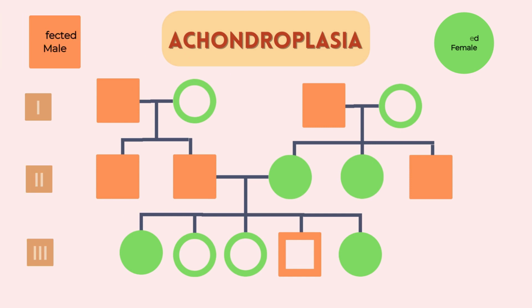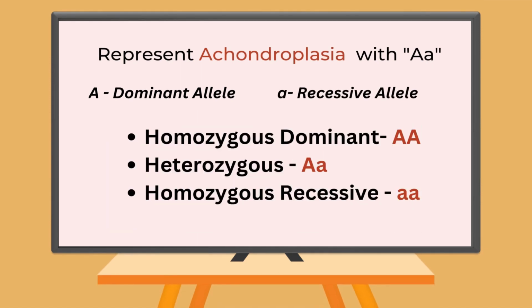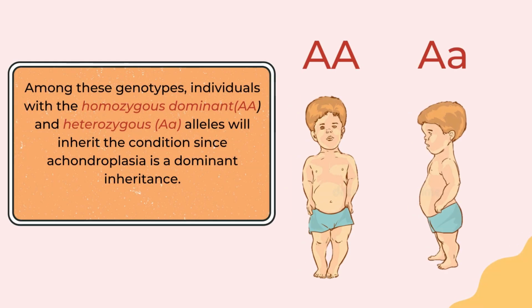For us to further understand, we will represent the condition with the letter A. Homozygous dominant is a double big letter A, and heterozygous has only one big letter A and one small letter a. Homozygous recessive has only 2 small letter a. Among these genotypes, individuals with homozygous dominant and heterozygous alleles will inherit the condition, since achondroplasia is a dominant inheritance.